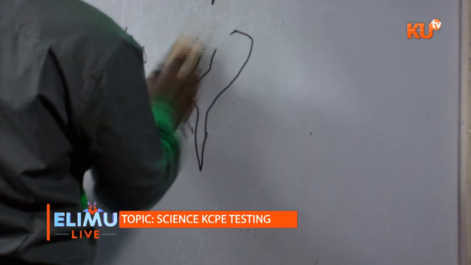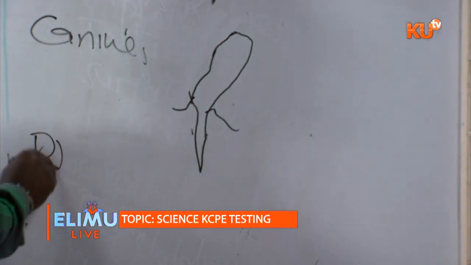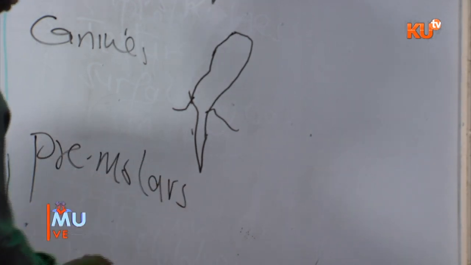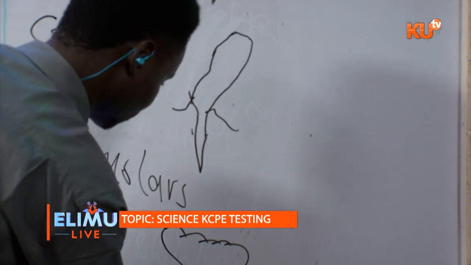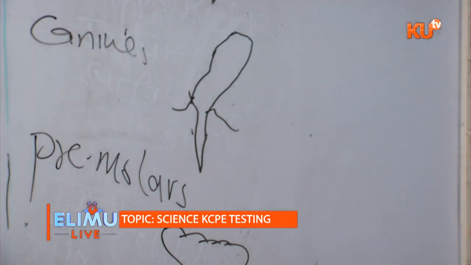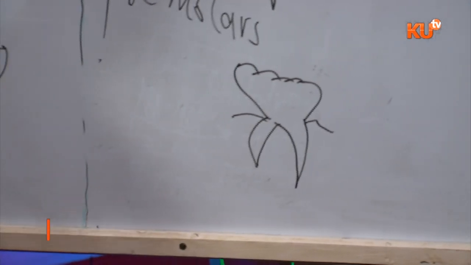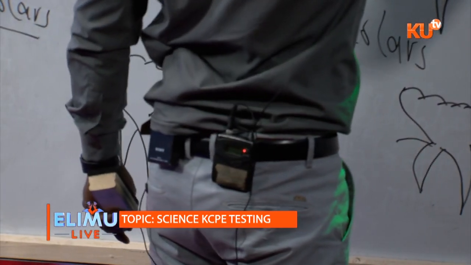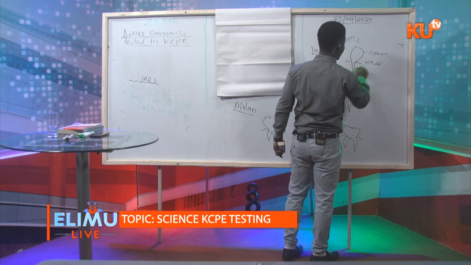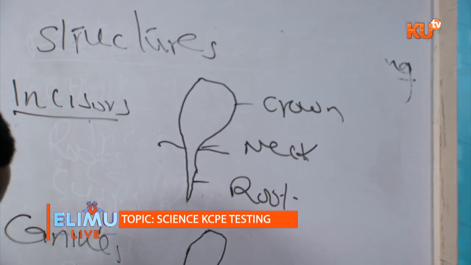Canines. Then we have the premolars. Then lastly, we have the molars. So those are the structures. So here we have the crown, we have the neck, and then we have the root. So these are the surfaces we have been talking about here.